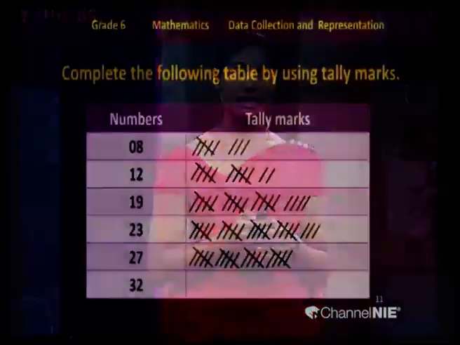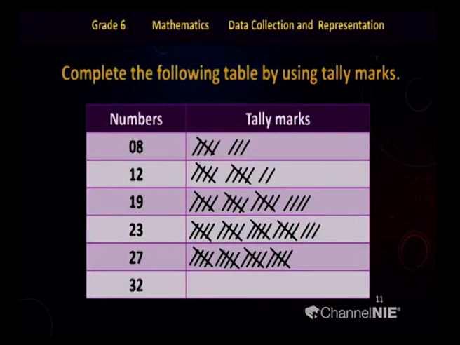Then again another 5 tallies. Then how many tallies there? That is 5 plus again 5 and another 5. Then 20. So how many tallies do we have to draw again? That is 5 tallies and another 2 tallies. Now that is 27. Then last one. It is very easy for you.